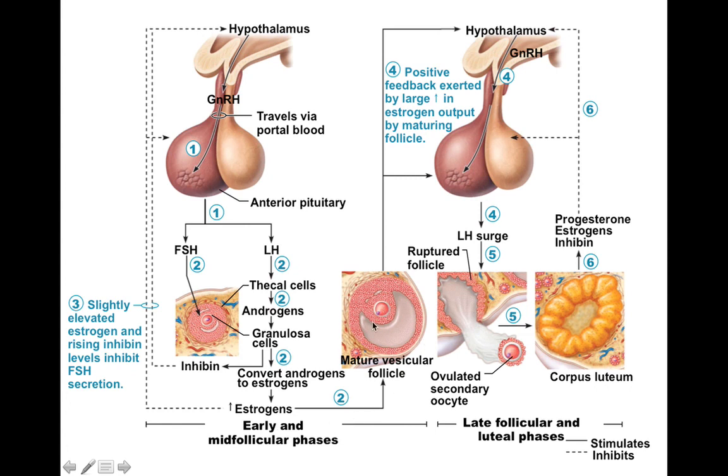Now, what's weird here is that at low concentrations, estrogen actually inhibits the hypothalamus and pituitary from releasing GnRH, FSH, and LH. Why does that make sense? Once you start to get a follicle to develop, why would you want the estrogen from that follicle to inhibit the development of more follicles?